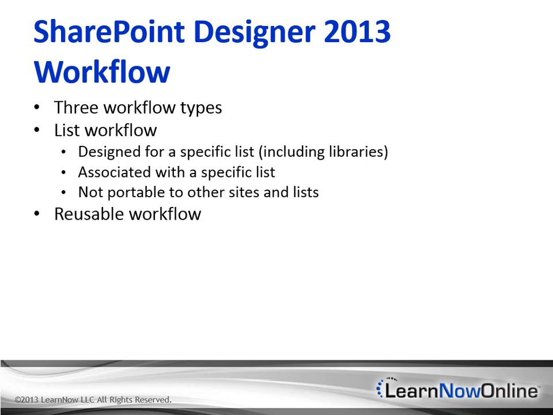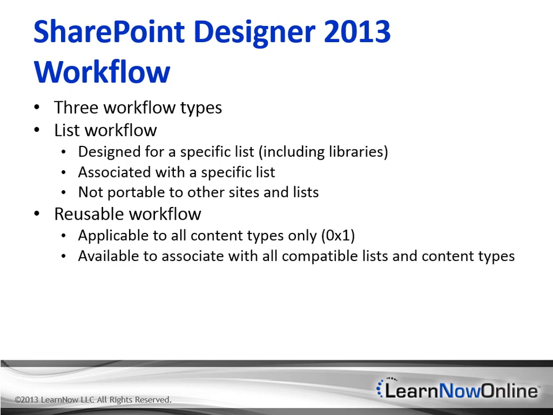And then there's a reusable workflow. This is a little bit different than before. The reusable workflow used to be able to choose your content type, and this has changed a little bit now. So now it applies to all content types, and really what it means is it applies to the item content type, which is 0x01. So you do have access to the fields that are on the item content type, like ID and title and modified by, created, etc. And you're available to associate that with all compatible lists and content types, because everything derives from that root content type.